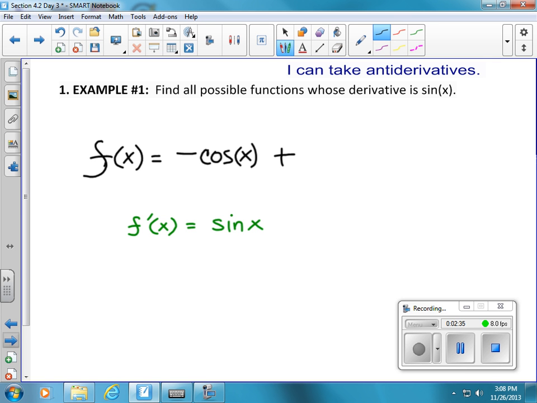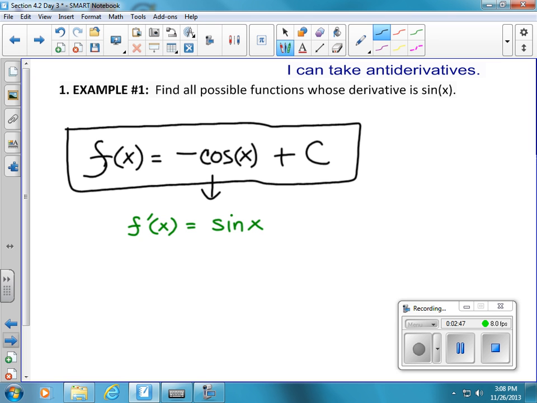We could have any constant on here. It could be a 0. It could be any number in the whole world. We still get the same derivative, right? So this is our answer. These are all the possible functions where the derivative is sine. So this is actually taking the opposite of the derivative. On your purple sheet, we have a list of all the antiderivatives or integrals.